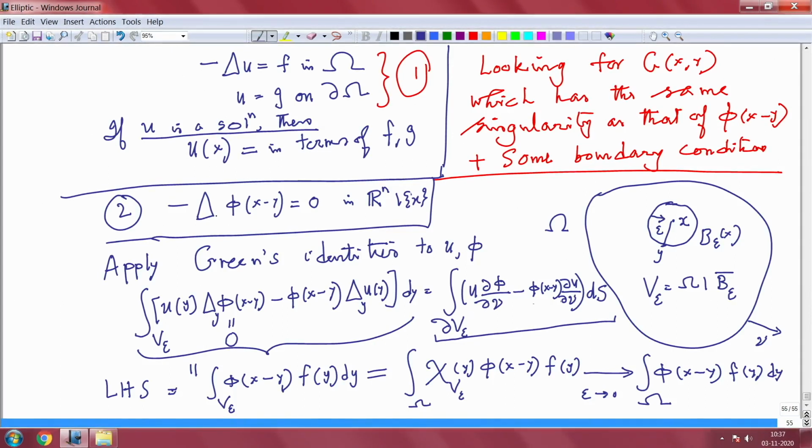So, we have 4 terms: there are 2 terms here, but the boundary of V epsilon has 2 boundaries, so totally there are 4 terms. The 2 terms on the boundary of omega we will keep as they are, you do not have to do anything because there is no epsilon. But there are 2 terms on the boundary of B epsilon, and we want to analyze what happens to them. So, let us take care of them one by one.